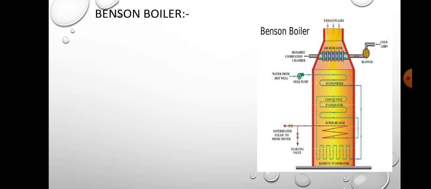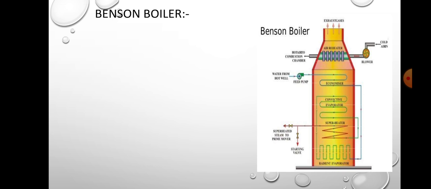Here we will discuss the parts of the Benson boiler: the blower, air preheater, feed pump, economizer, radiant evaporator, convective evaporator, and superheater. These are all the parts of the Benson boiler. Now the working of the Benson boiler. Firstly, the air flows from the blower. Then the blower passes the air to the air preheater, where the hot flue gases flow around the air preheater, and the atmospheric air is converted into high pressure, high temperature air.